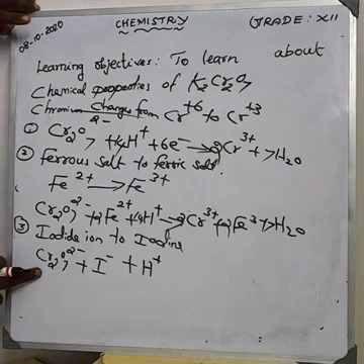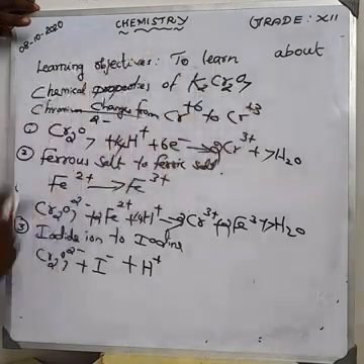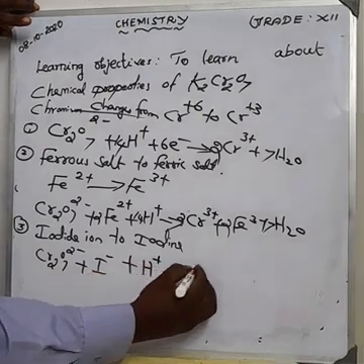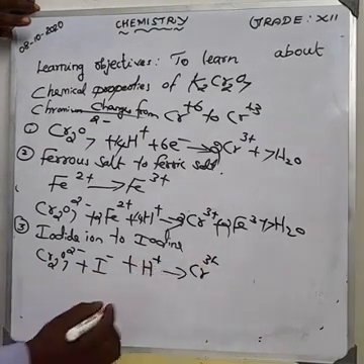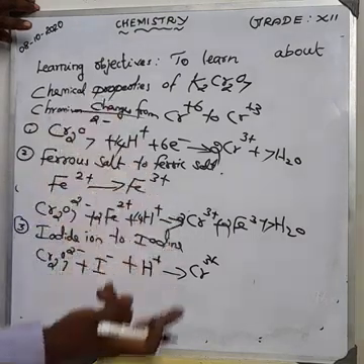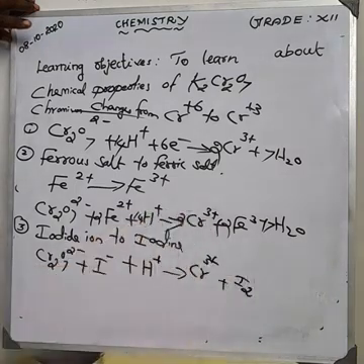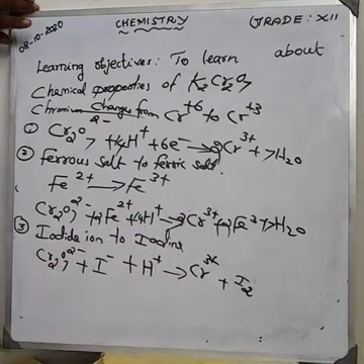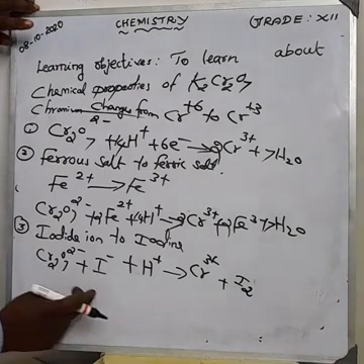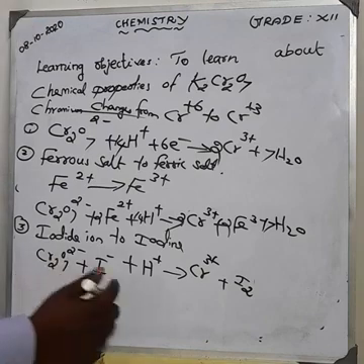Chromium is converted to Cr3 plus, already told you about that. Iodide ion is converted into iodine, that is, we get I2. And hydrogen combines with oxygen to form water.